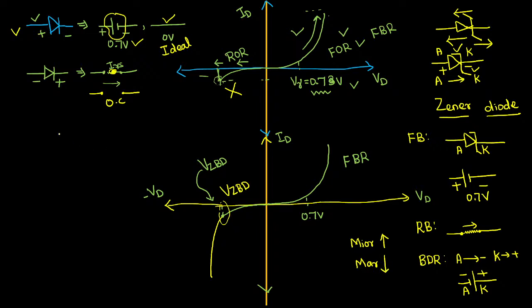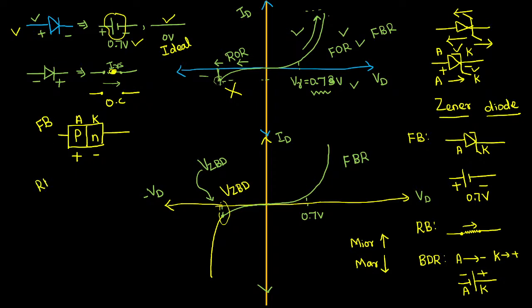Basically, how are we highlighting this positive and negative plate? Suppose I am designing the diode with the help of a PN junction, P and N. P indicates positive, N indicates negative. That's why from anode to cathode we are putting plus to minus. This will happen in the forward bias.